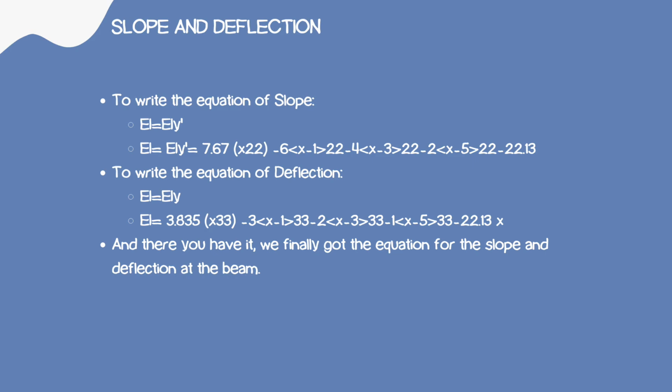Step 6. Slope and deflection. For the final last step, we are going to solve for the equation of slope and deflection of the beam. To write the equation of the slope, the equation is the first integral, and just substitute the value of C1. To write the equation of deflection, the deflection equation is the second integral, and just substitute the value of C1. And there you have it. We finally got the equation for the slope and deflection of the beam.